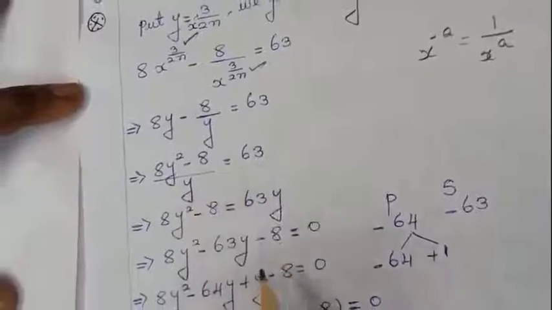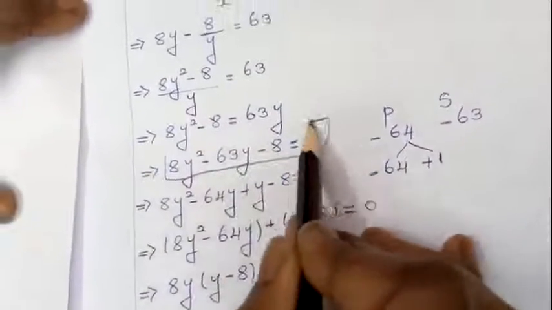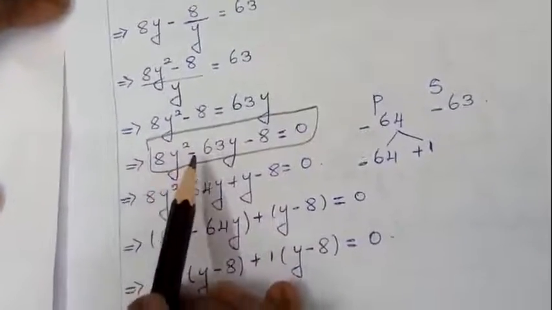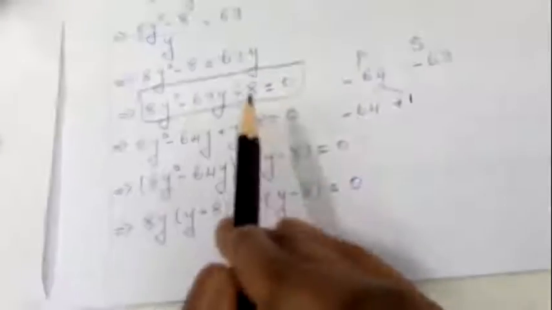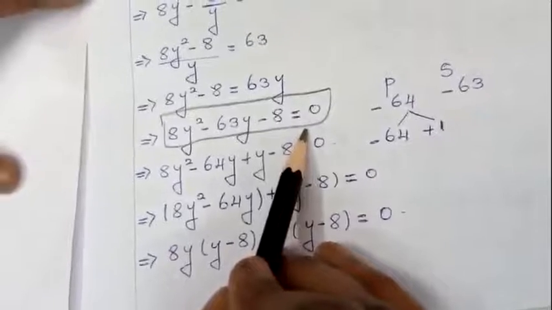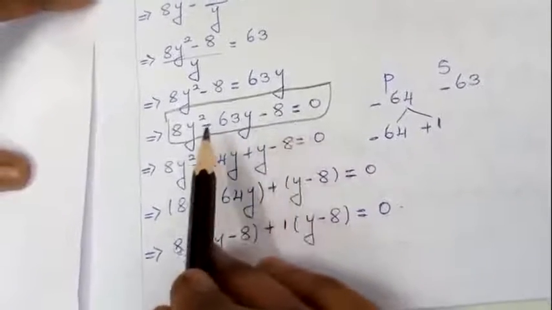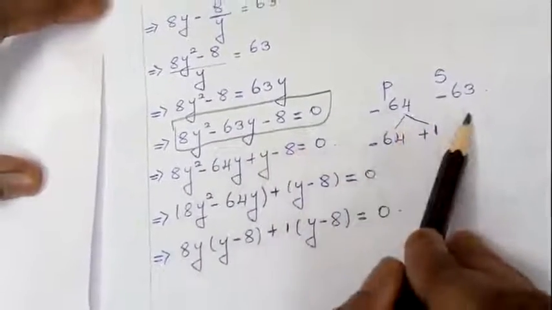Do the simplification, students. You will get this particular equation, that is 8y square minus 63y minus 8 equal to 0. Again I am repeating, this is a quadratic equation. You can do it using the quadratic formula or the product sum method. It is up to you, but you have to do the calculation in a correct way. That's all. I am using the product sum calculation.